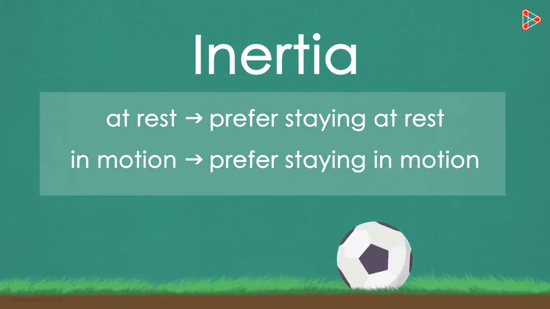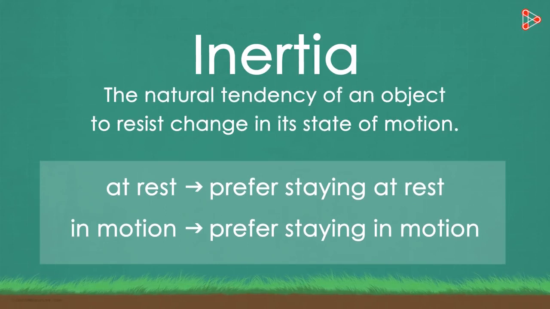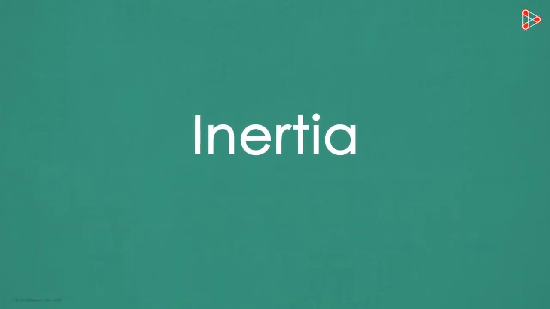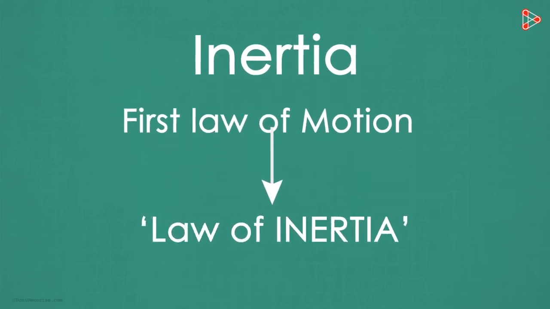This tendency of objects is called nothing but inertia. It's the natural tendency of an object to resist change in its state of motion. Yes, you already knew what inertia is. And yes, Newton's first law of motion is also called the law of inertia.